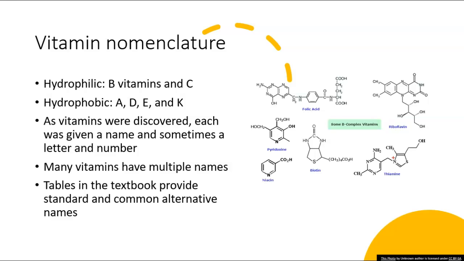And as these vitamins were discovered, each of them was given a name, and often, specifically the B vitamins, they were given a number. And the B vitamins are all kind of grouped together because they have a similar structure, and then they have numbers that come after them. Many vitamins have multiple names, and your textbook does a real good job of providing you with the standard and the common alternative names. Like I said, some of them have many names, but just knowing one or two of their alternative names is enough.